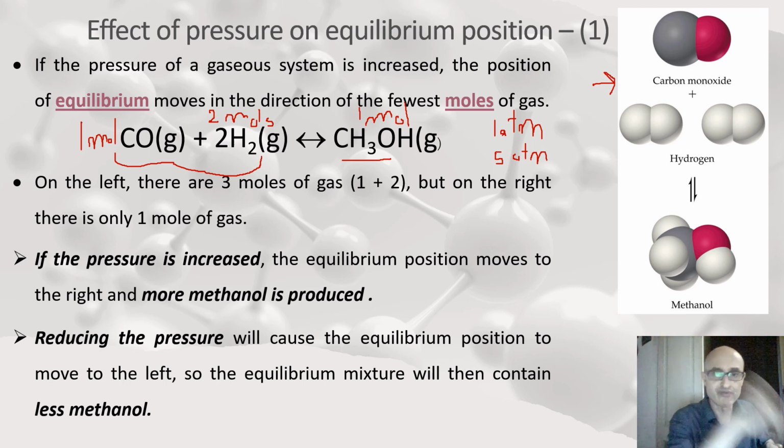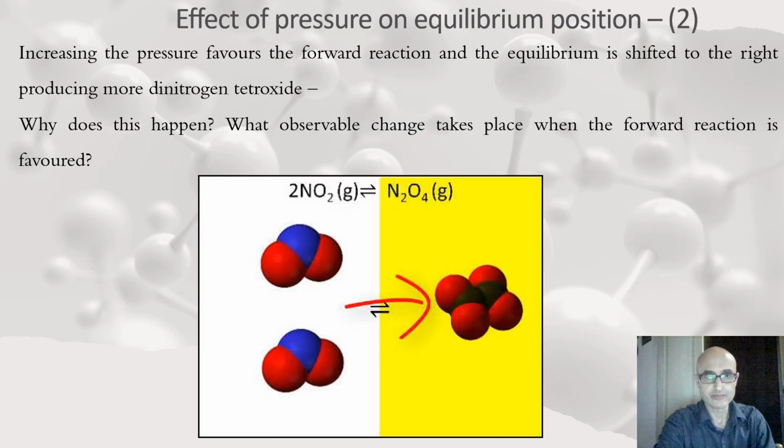Let's now move on to our next slide. So this is a further example of the effect of pressure on the position of an equilibrium. Now, let's consider the reaction whereby nitrogen dioxide forms dinitrogen tetroxide. Dinitrogen tetroxide, as the name implies, is N2O4. Dinitrogen, 2 nitrogens, tetroxide meaning you have 4 oxygens.